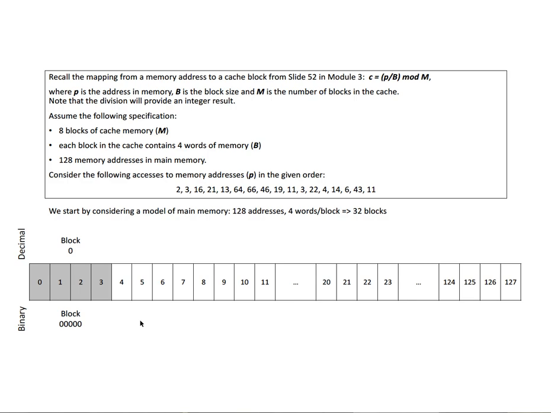So in this case, we have 32 blocks in total. The first 4 addresses are clustered together under block 0. The next 4 would be under block 1. The next 4 under block 2, and so on, up to the last 4, which would be identified as block 31.